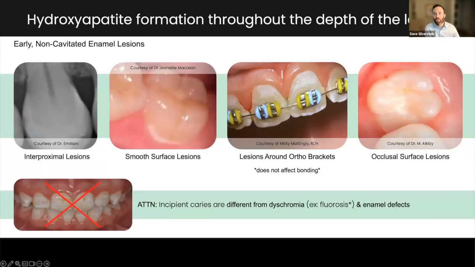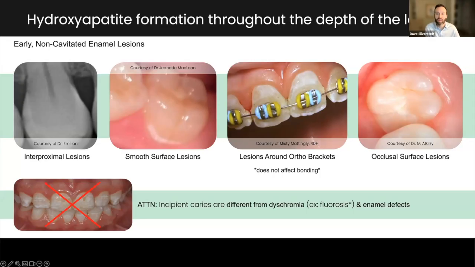Okay, so what exactly is this intended for? The quote that I would want you to think of is it is for demineralized, non-cavitated lesions in enamel. Those words are just really all you need to remember. It is for smooth surface areas like around ortho brackets and interproximally, of course, and some occlusal surfaces.